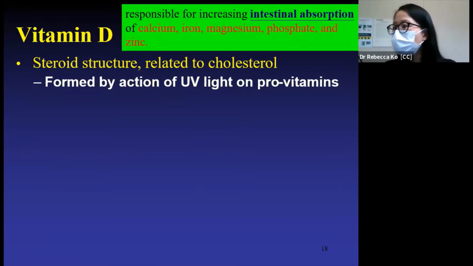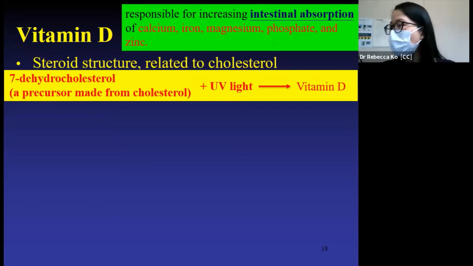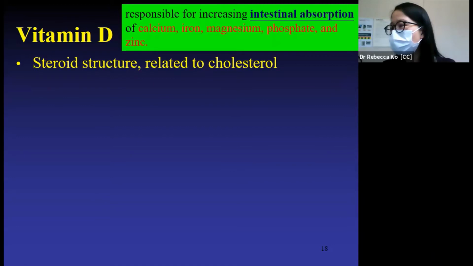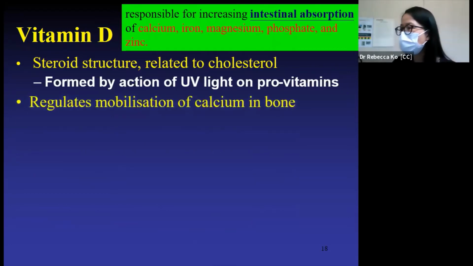So when UV light acts on the precursor of the cholesterol, you will get vitamin D. So vitamin D can be synthesized by ourselves, right? We can make it. Just expose ourselves to UV light, and then we can make vitamin D.